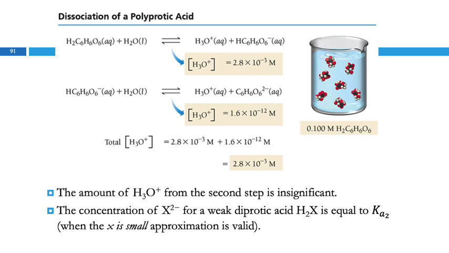So any other questions about diprotic acids? So we're saying that the concentration of the anion of the second ionization will be equal to Ka2. Yes. So the concentration of X2 minus, which in that example was the CO3 2 minus, for the weak diprotic acid H2X, is going to be equal to Ka2, and that's what we saw in the previous example.